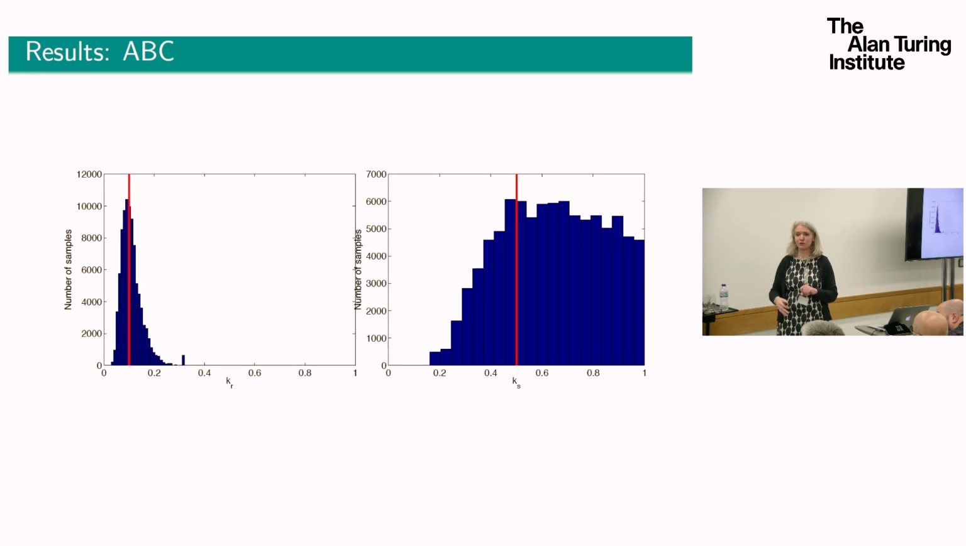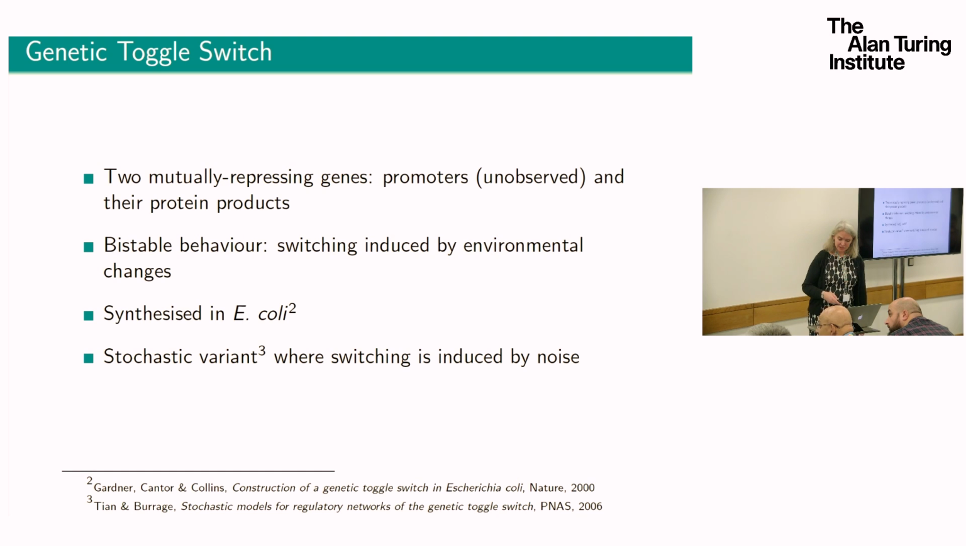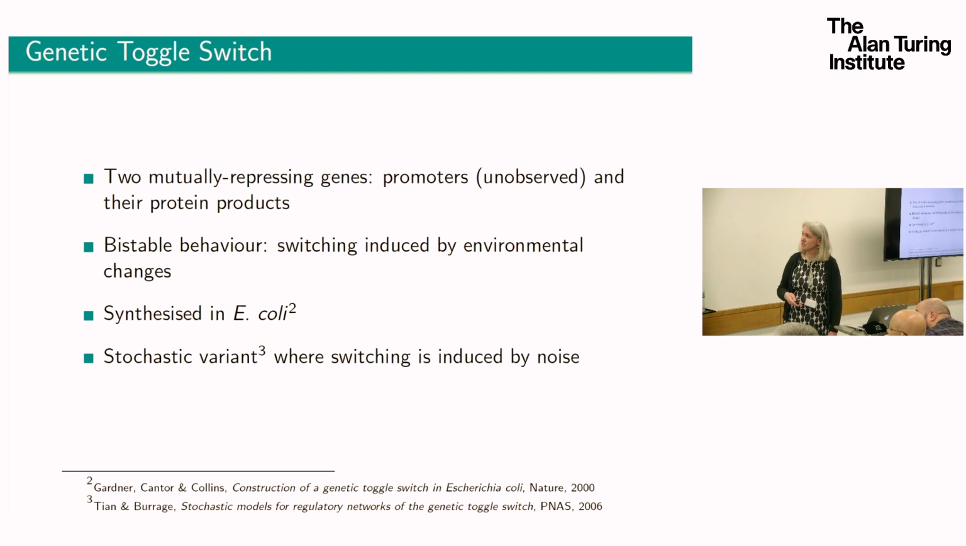If it's less than 0.2, the rumor really doesn't spread, it just dies out very quickly. But above that, it doesn't make a lot of difference, which is why we have that quite wide distribution. To show you a more realistic biological example, we have two mutually repressing genes.